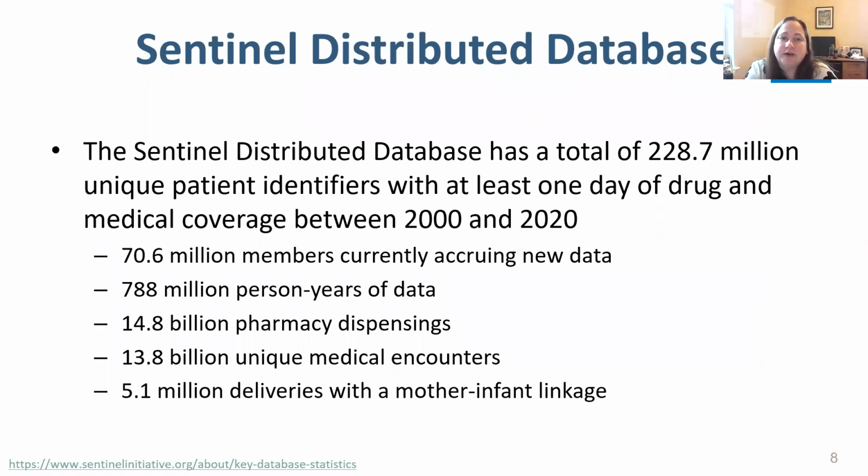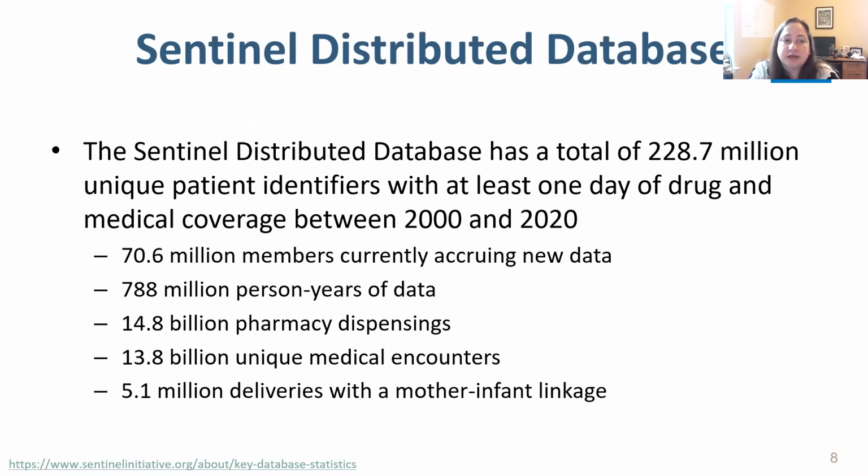So if you put it all together, we have over 200 million unique patient identifiers or patients with at least one day of drug and medical coverage. If you only look at medical coverage, we actually have over 300 million. And that data is going as far back as 2000. So in terms of how many are active patients right now, if you were to do a study right now, we have over 70 million members who are currently accruing new data.